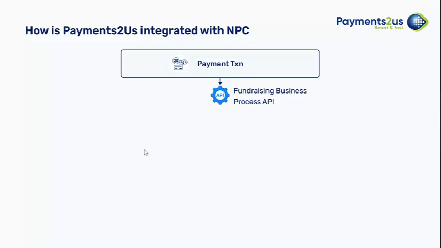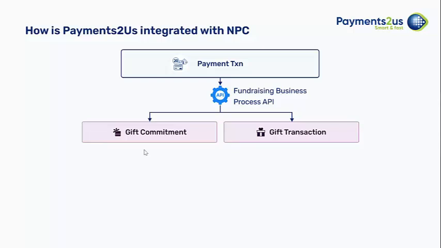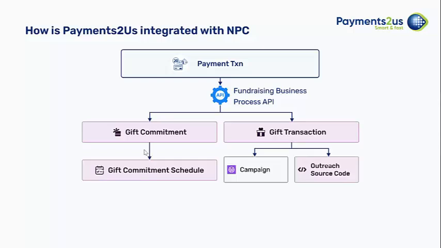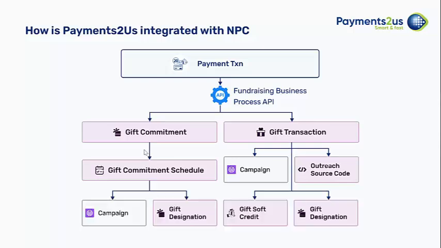What that will do is either create, if it's a regular giving, like a monthly giving, a gift commitment. If it's a one-off transaction, we'll create a gift transaction. And if it's a gift commitment, then that goes to a gift transaction schedule. Obviously the transaction can be linked to an outreach source code, which then links it to a campaign. And then we drill down into some of the gift designations and soft credits and things like that. For gift designations, we've kept it at level 1 at the moment. We're just using the defaults. Our plans are to enhance that some more in the future as well.